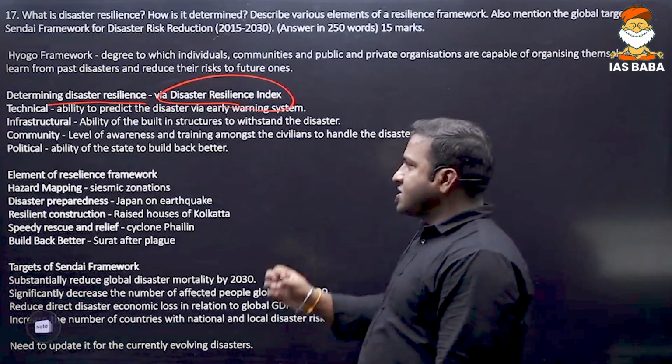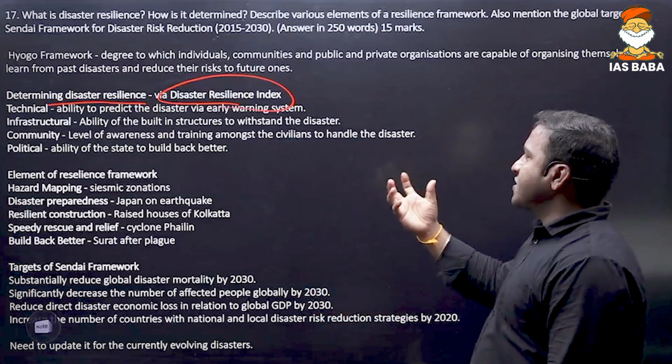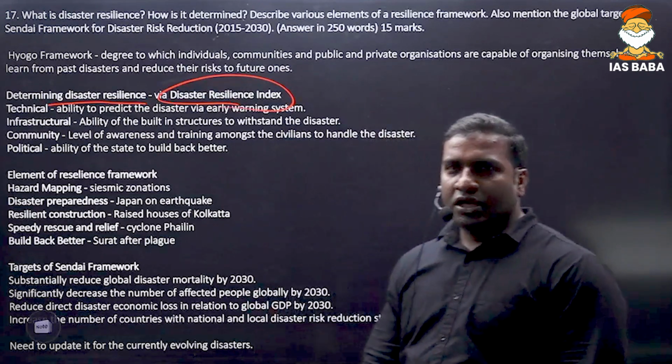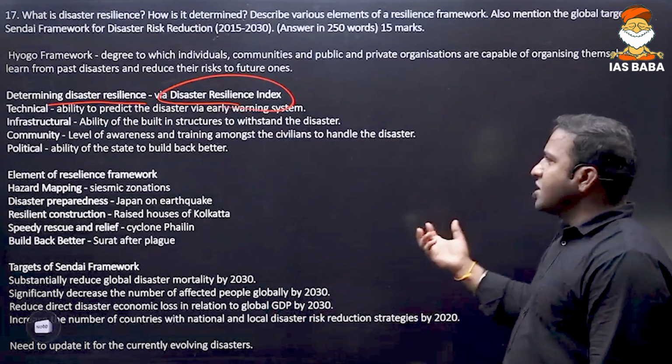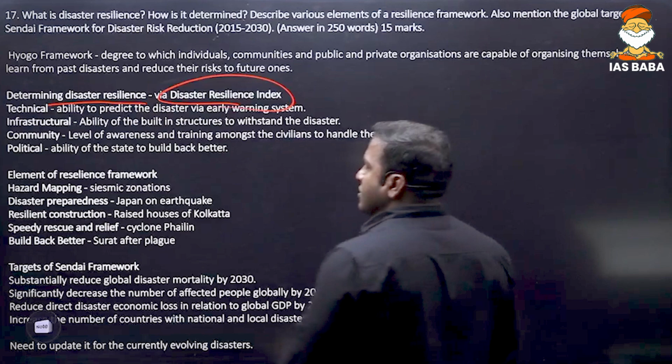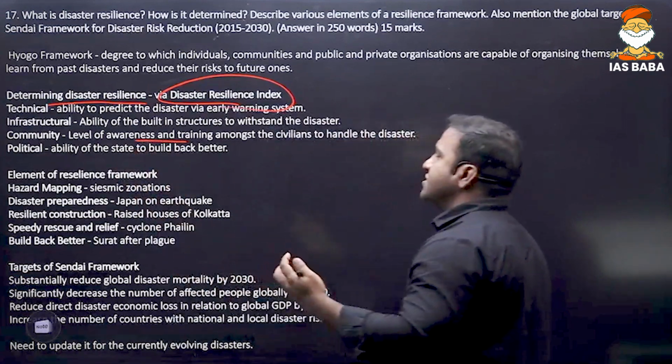Then infrastructural: how our infrastructure can withstand the disaster, how our buildings can withstand earthquakes, how safe our cities can withstand flash floods. Then community, that is the level of awareness and training.